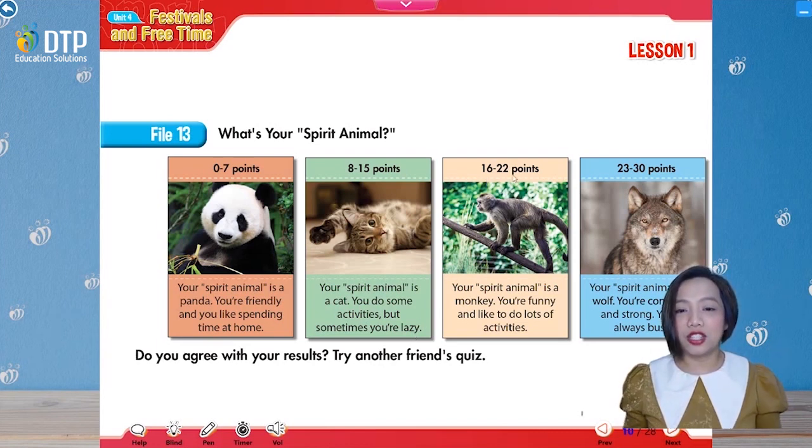If you got 16 to 22 points, your spirit animal is a monkey. You're funny and like to do lots of activities. If you got 23 to 30 points, your spirit animal is a wolf. You are confident and strong. You are always busy. Is that right?